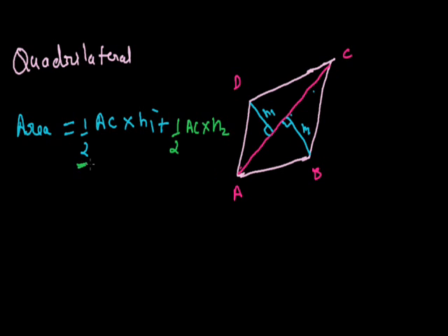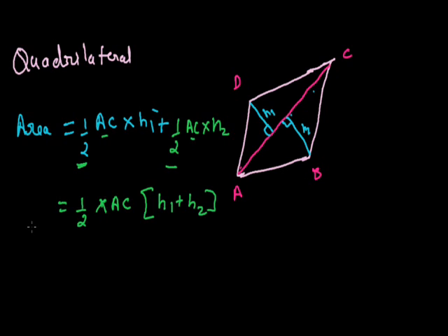Now we have half and AC as common, so we will take half and AC as common, and the remaining part will be h1 plus h2. So the area of the quadrilateral will be half into diagonal and the sum of the opposite altitudes, or we can say the sum of the offsets.